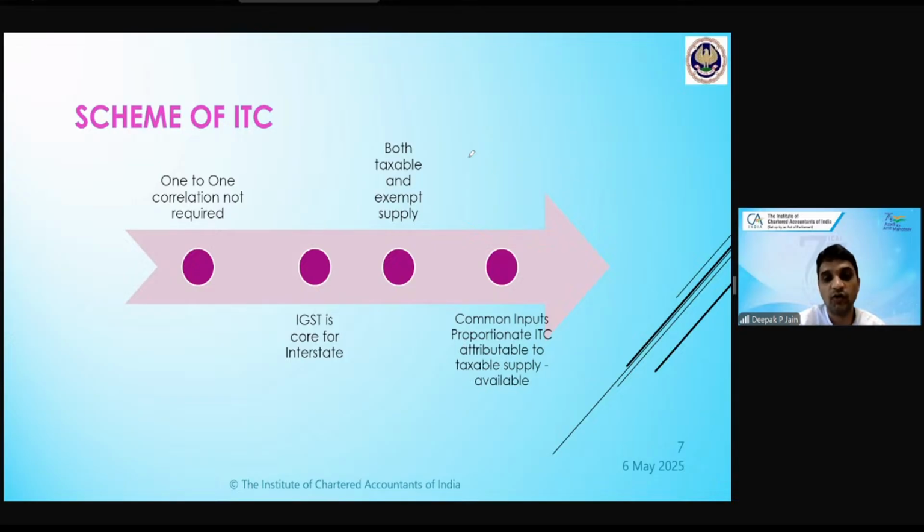Which are block credit? How do we identify? We will identify it, Dhanush, in the next class when we discuss section 17. In section 17, they have given a list. Based on that list, we'll get to know whether credit is available or not available. If it is not available, it is clearly given under the block credit list.